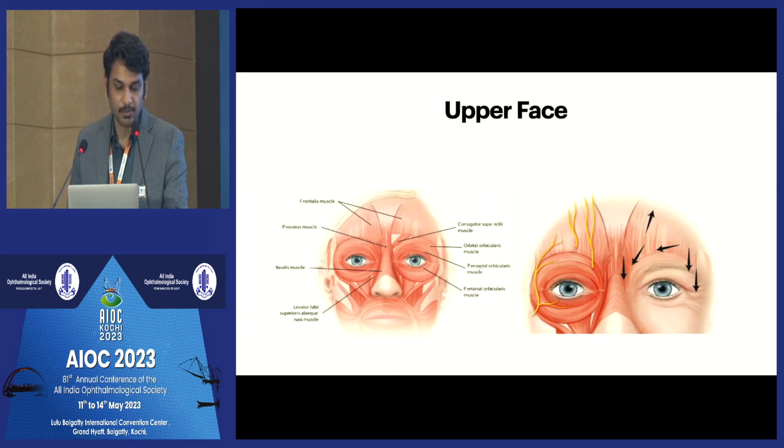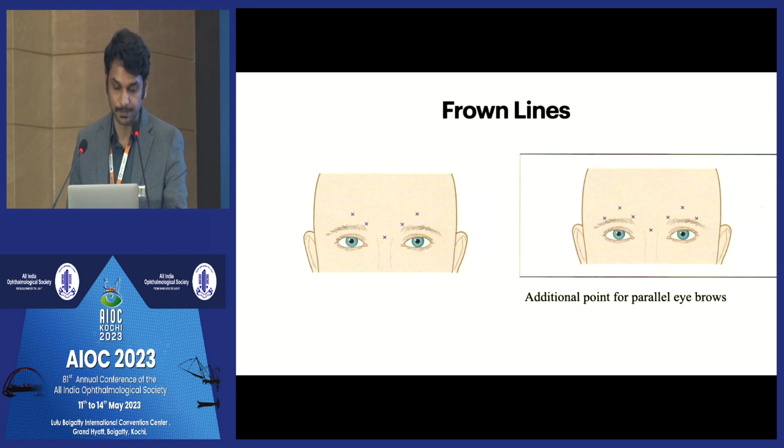So again, I am revisiting the anatomy. As you can see, these are the vectorial forces. Frontalis direction of action is away from the tuft. Orbicularis acts in a circular manner, and this is the direction of procerus and corrugator supercilii.